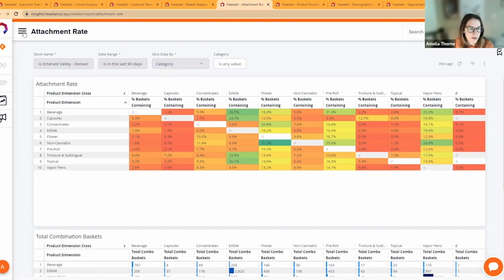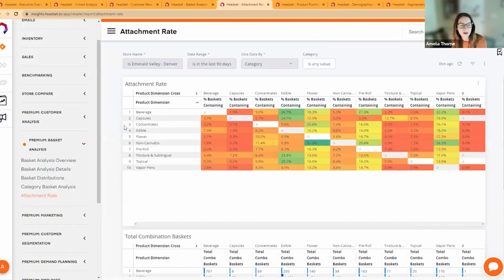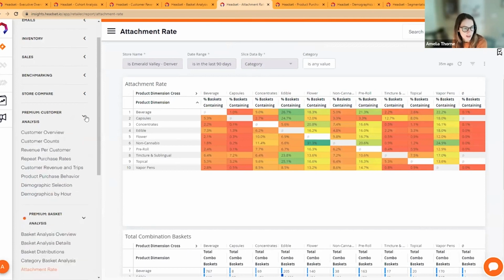All right, guys, I'm going to move on from attachment rate and we're going to go into product purchase behavior. That's also in customer analysis. The next two are actually going to be both in customer analysis, and then we'll end the training with customer segmentation.